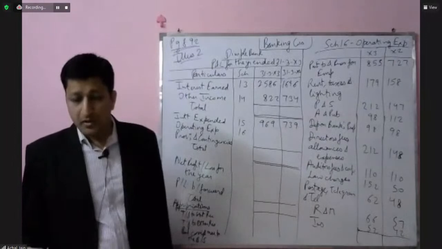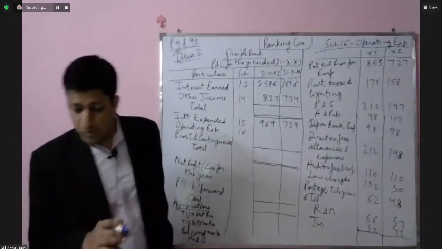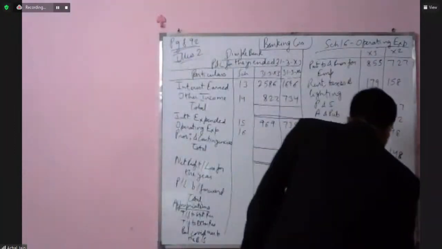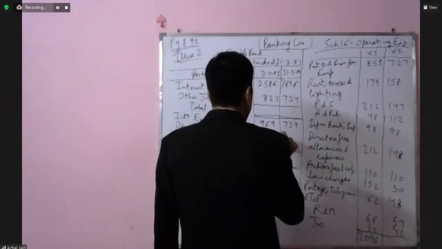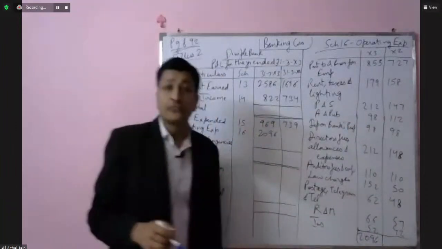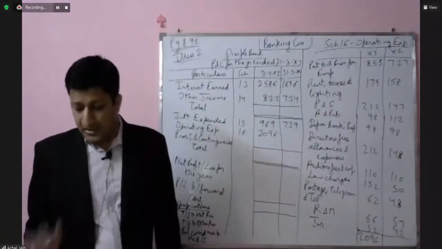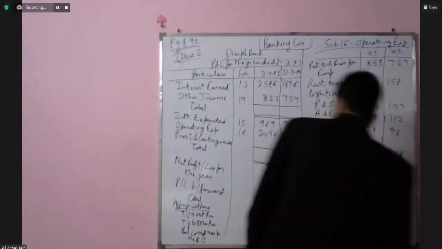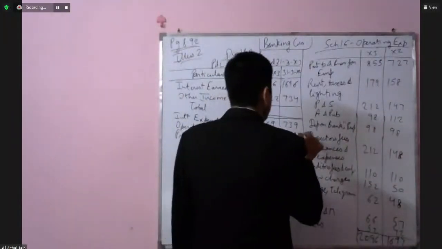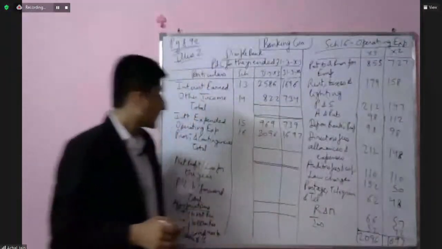Radha has computed the total. Thanks, Radha. This is 2096. Which we can also move over here, 2096. And for the comparative year, it is 1697. Very good. 1697. Great.